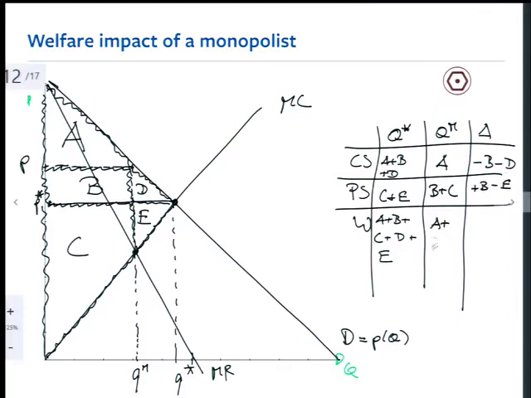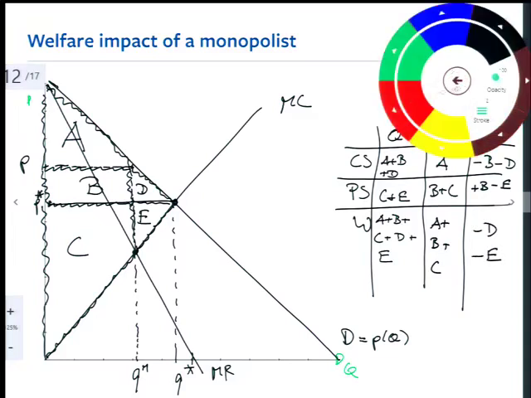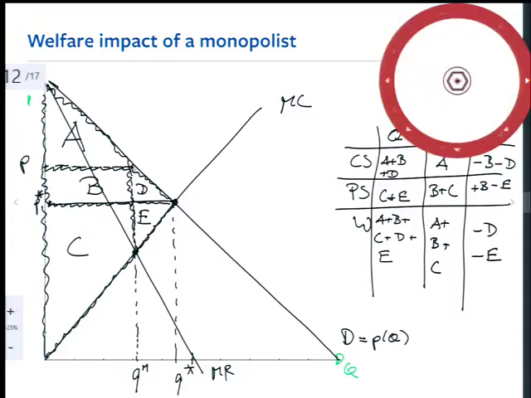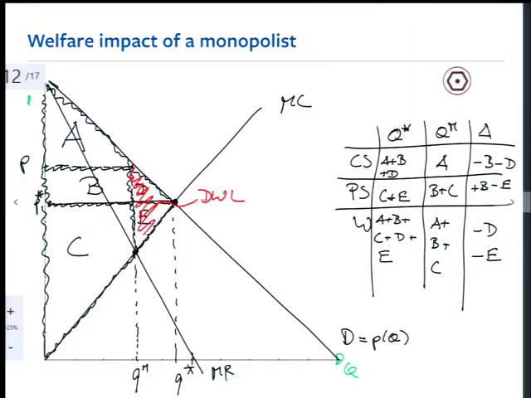Total welfare is A, B, C. And society loses D and E. So deadweight loss is going to be D and E. Pretty straightforward. What the monopolist does is he produces less than the socially optimal output level, and there's deadweight loss. It's just another way to produce less than what the price equals marginal cost output level would be. Very similar picture that we drew initially when we motivated deadweight loss, and we simply said, what if you produce less than the perfectly competitive outcome?